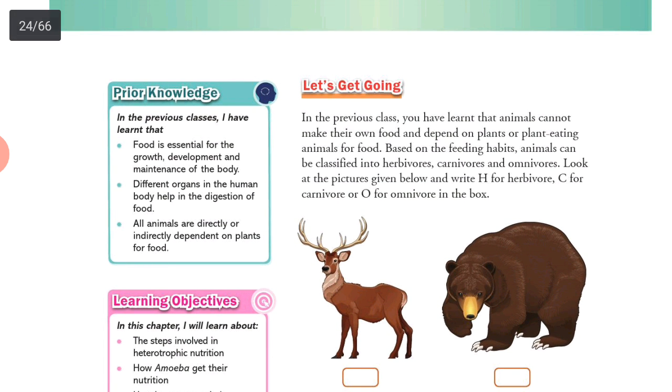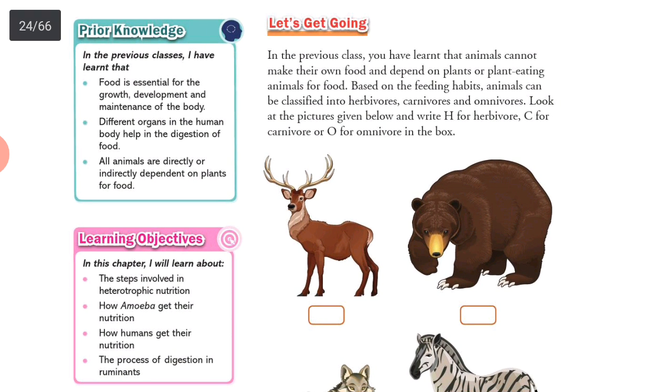Food, we all know, is essential for the growth and development and maintenance of the body. Different organs in the human body help in the digestion of food. All animals are directly or indirectly dependent on the plants for their food. Got it? And see this pic.